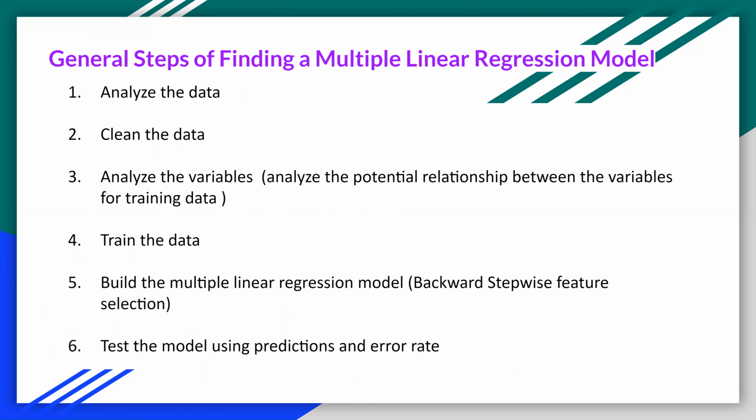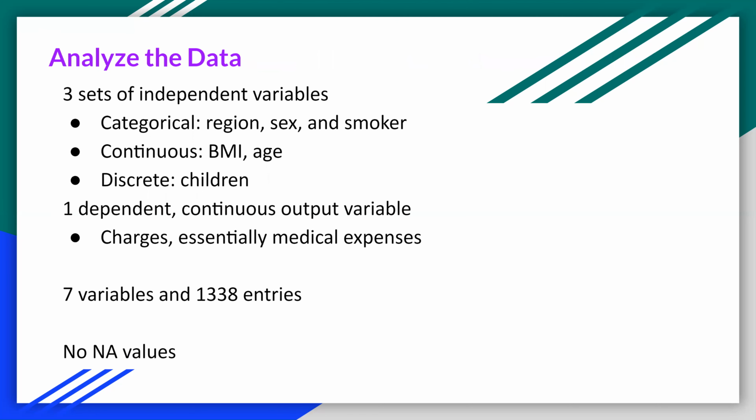Next, we're going to go on to finding the multiple linear regression model. Here I outline the general steps that we're going to go more in depth on in a few seconds. First, we start by analyzing the data, which Ning went over earlier, including the different input variables, which are the region where they live, their gender, whether they're a smoker or not, their body mass index, their age, and how many children they have, which all impact their medical expenses, known as charges in this data set.